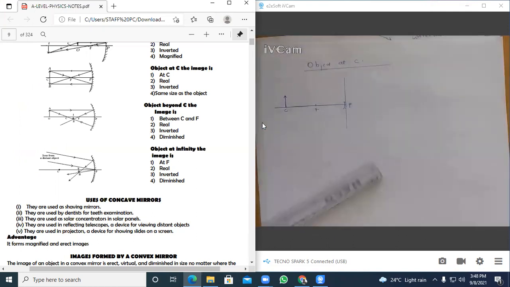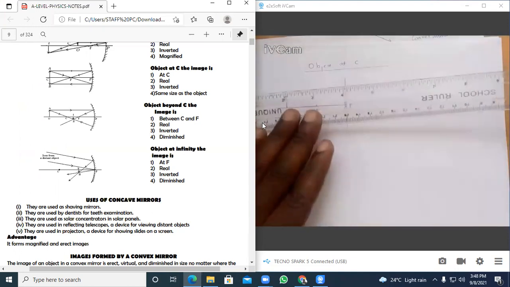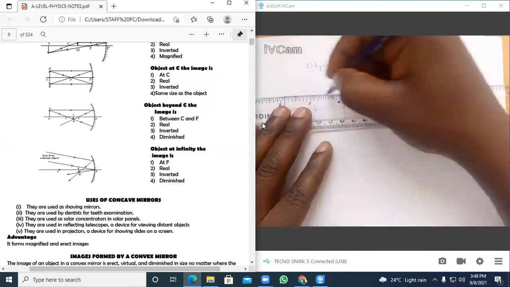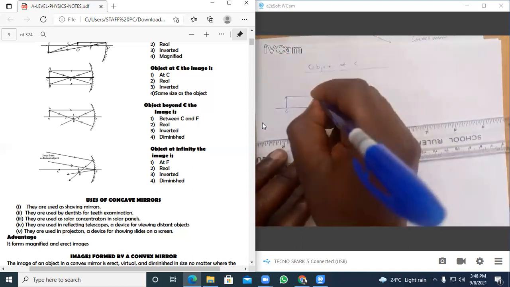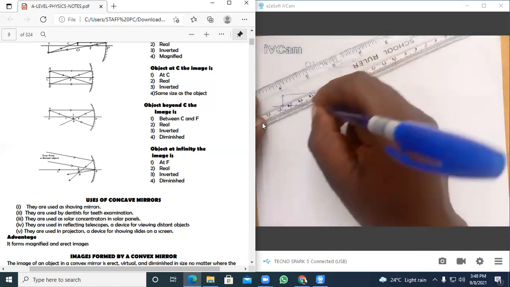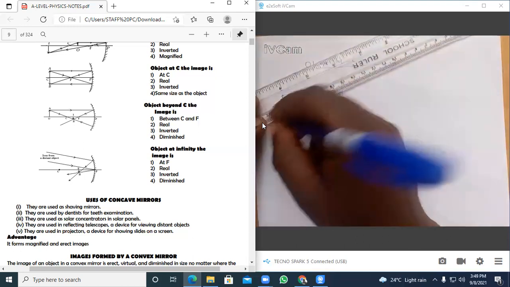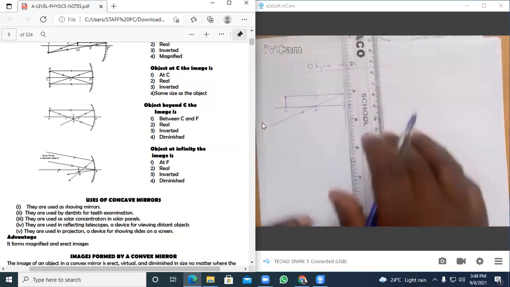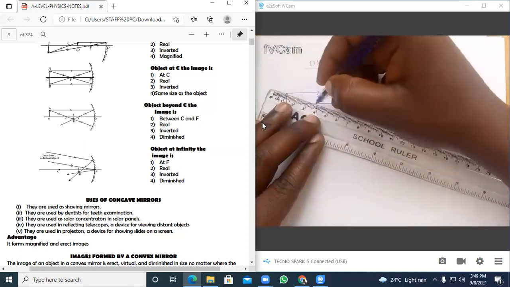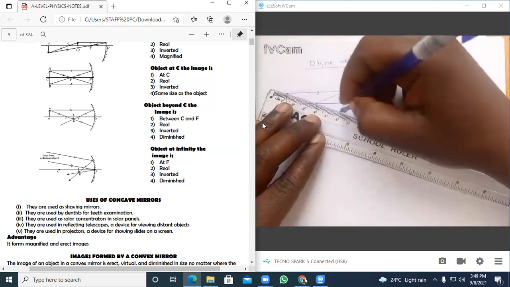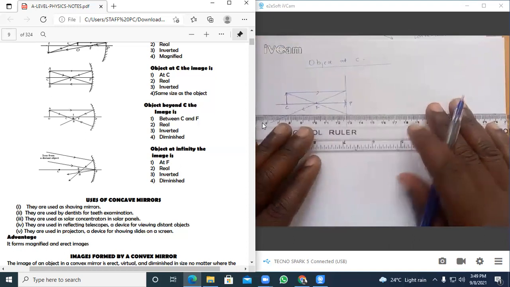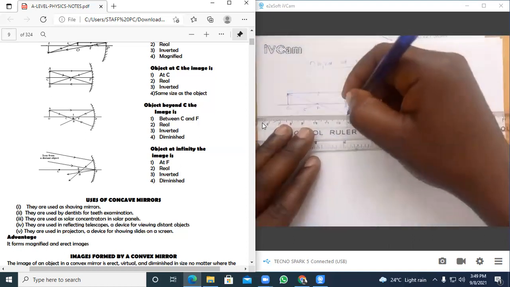And then we are going to start drawing using our rays. So the first ray is the one which is parallel to the principal axis. Like that. After reflection, it passes through the principal focus or the focal point. Like that. The other ray passes through the principal focus, and it is reflected as a parallel ray.